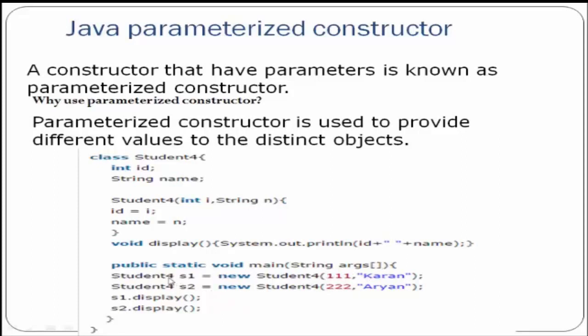Now in order to write this line and be able to compile it, your class must have this parameterized constructor. Otherwise, whenever it tries to do new Student4 and passes the parameters, it will search for a constructor with the matching parameters. If it doesn't find one, it will give you a compile time error. So it must have a parameterized constructor, as we have over here, and it will call Student4 and create the two objects of Student4 with these values. Fine. So this is a use of parameterized constructor.